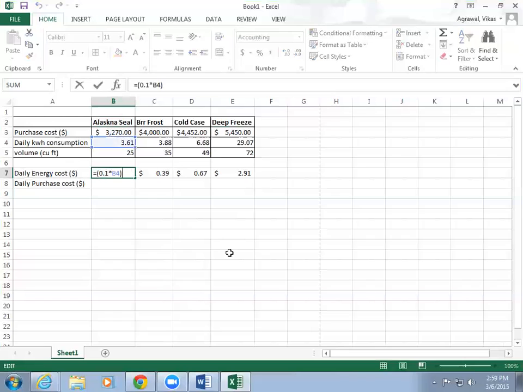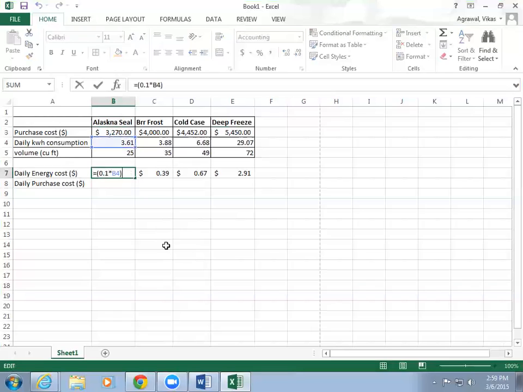Are you guys with me? Okay, and then you can just copy it to the right. Sorry, 0.1 times 0.1 times 3.61. The daily. Okay. So, daily kilowatt hour cost. I would say daily energy cost. Okay, that's good. Thank you.